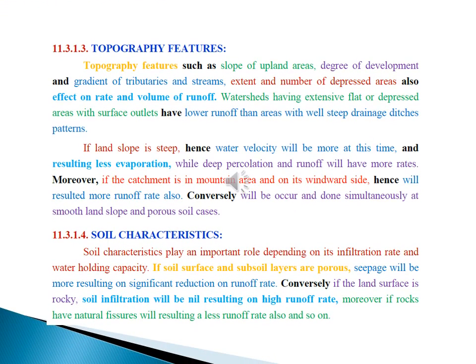Look, my dear, topography features such as the slope of the upland area, degree of development, gradient of tributaries and streams, extent, and number of depressed areas also affect the rate and volume of runoff. Moreover, soil characteristics also play an important role, depending on both infiltration rate and water holding capacity.